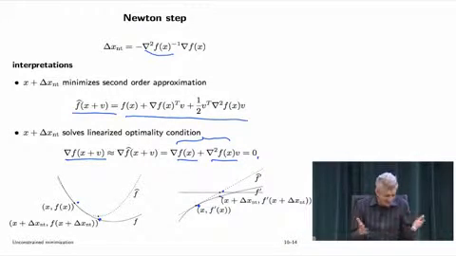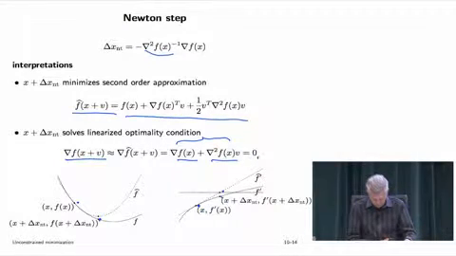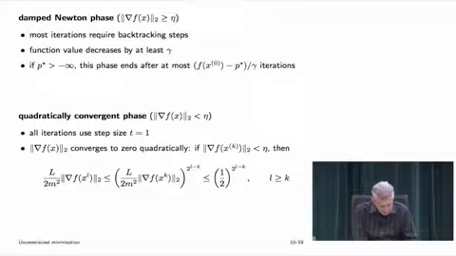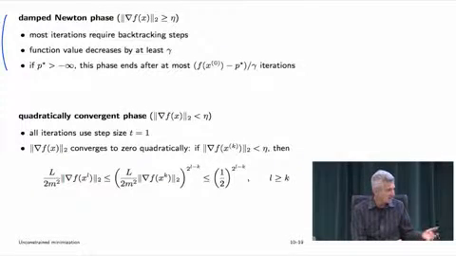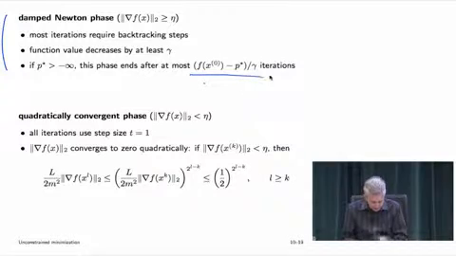So it all kind of makes sense that that's how this works, right? I mean, I think the intuition is clear. Okay. So in the damped Newton phase, most iterations are going to require backtracking, right? The idea is, I already said this, the function value decreases by at least this value gamma. And this can only go that number of iterations, right?